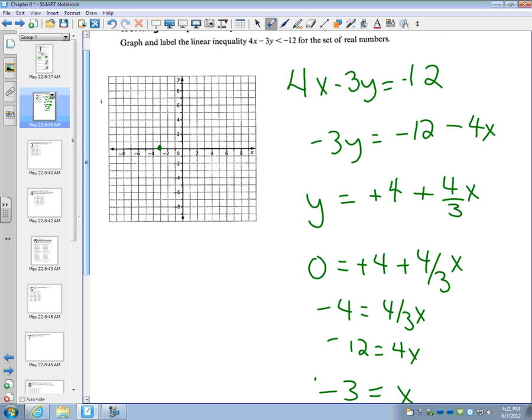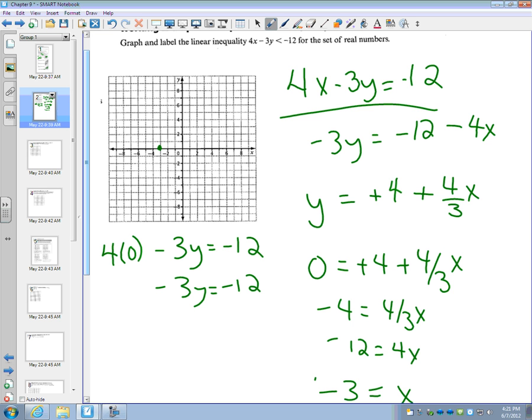My other point I am going to get, I'm going to let x equal 0. And I could have done it from this original equation too. So 4 times 0 minus 3y equals negative 12. Minus 3y equals negative 12. Y is equal to 4. So when x equals 0, y equals 4. I have 2 points. Okay, so I could go and draw that line, but let's just see here. It looks like I'm doing a dashed line. So I can put a dashed line through there because there's no equal to.